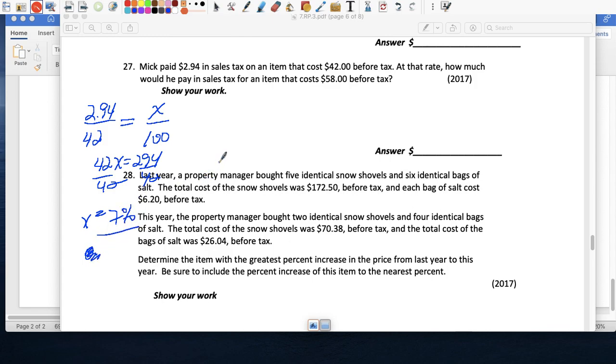Now you know what the tax percent is. For 58, you don't want the total price. You just want to know what the sales tax is. So $58 times the tax, which is 7%. If you bought something for $58, how much would you pay in tax? You would pay $4.06. A lot of work in this problem.